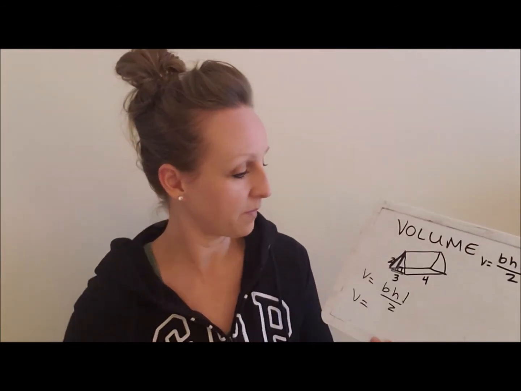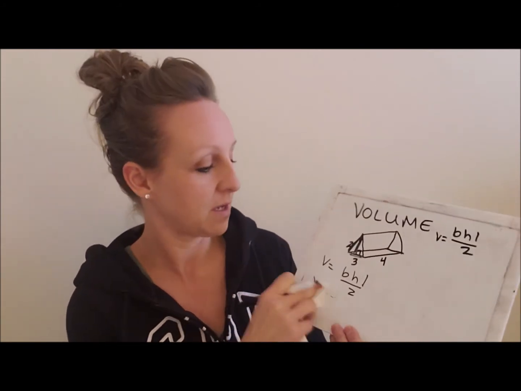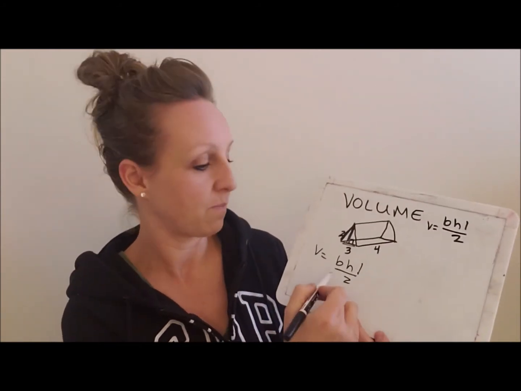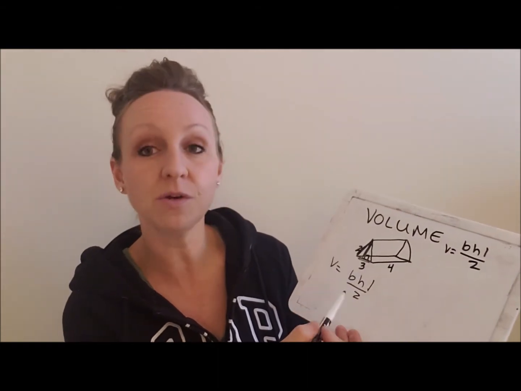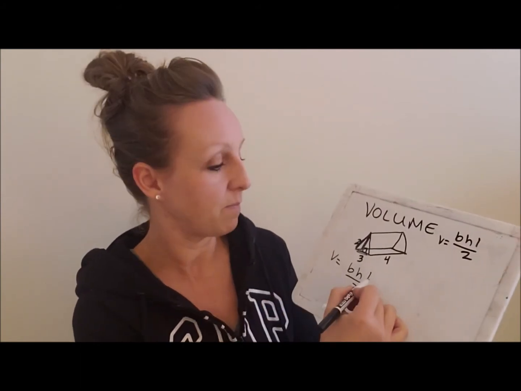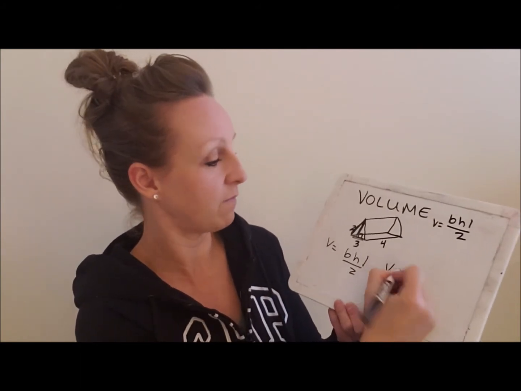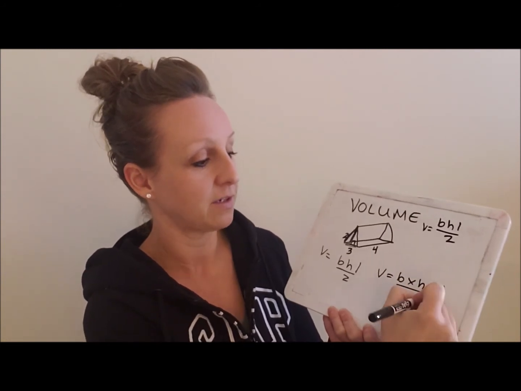What a goof. Okay, so before I even do this, this might be confusing. You're like, BHL, what do I do with this? Do I just say my number is going to be 342 divided by 2? That's not what this looks like. BHL is the same as saying volume is base times height times length divided by 2.